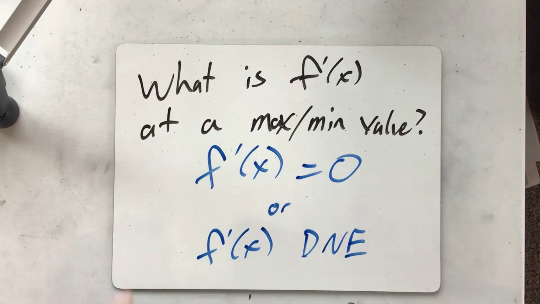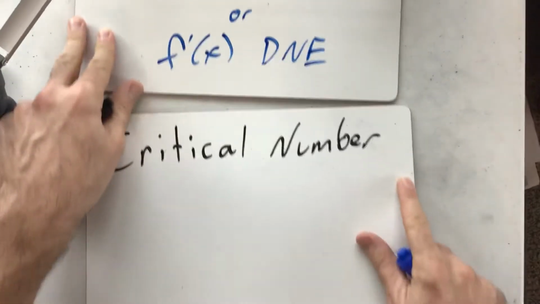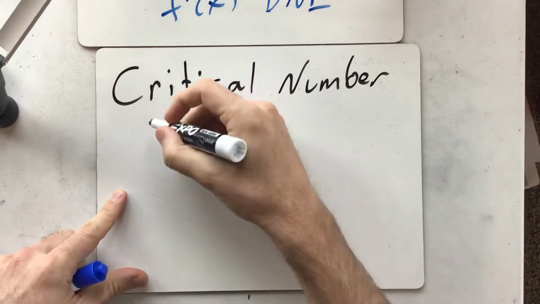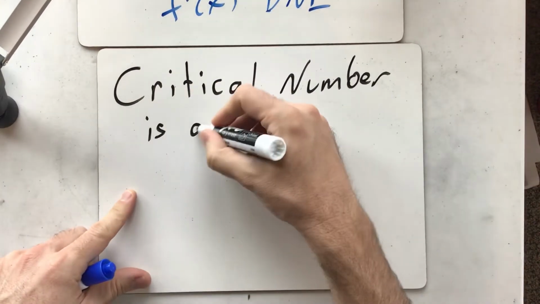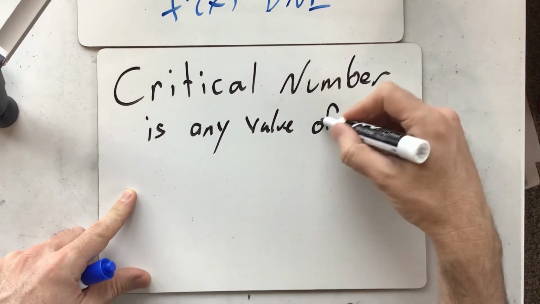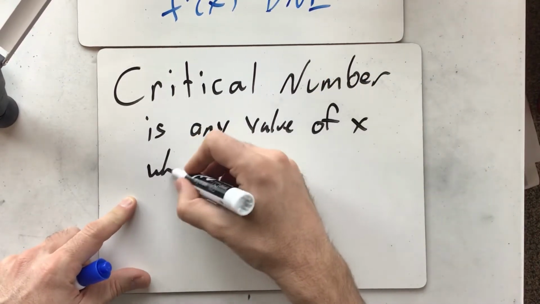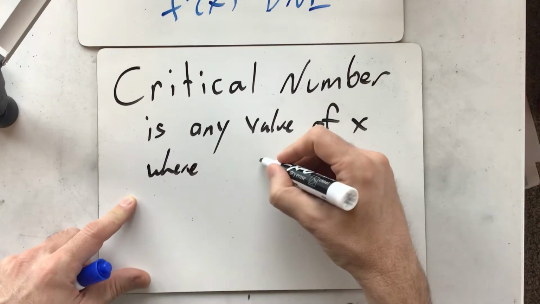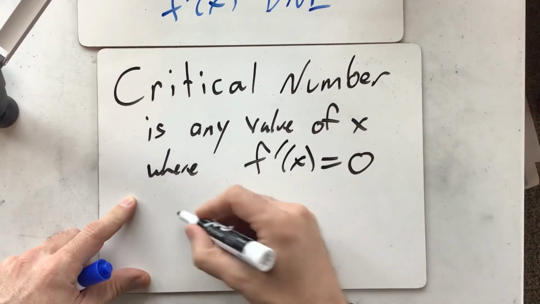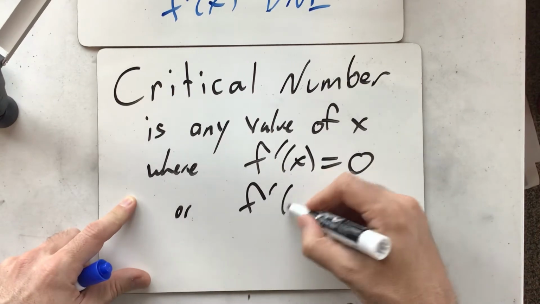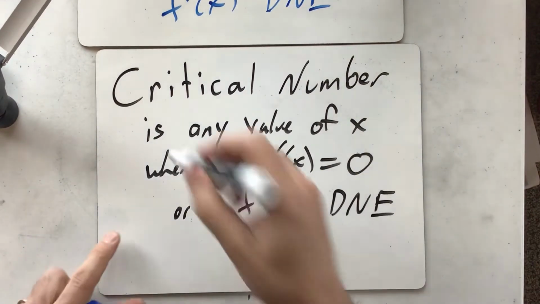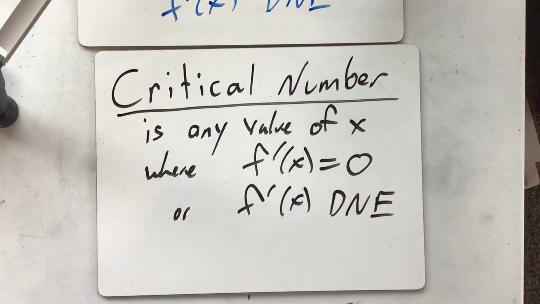So because of this, we call these points critical numbers. A critical number is any value of x where one of two things happens: f prime of x equals 0, or f prime of x does not exist. We call these critical numbers because these are important.